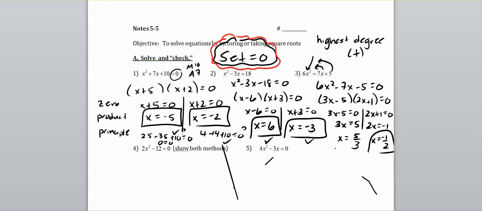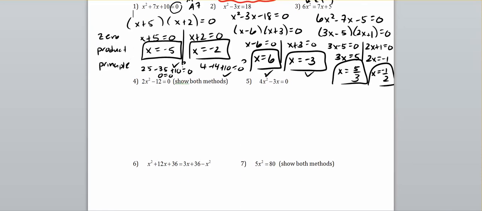So my two solutions are fractional, which obviously is going to be less fun to check, but you can still check those to make sure that your answers are correct when you're doing a problem, especially when you're doing it on a quiz or an assessment. All right, let's look at number 4.